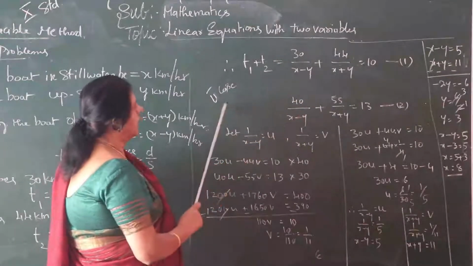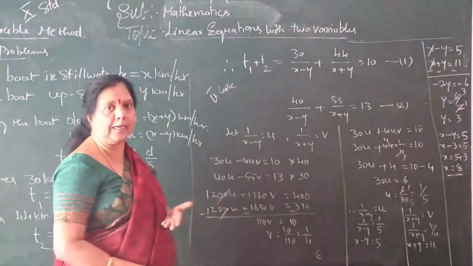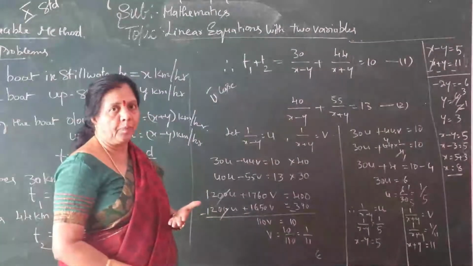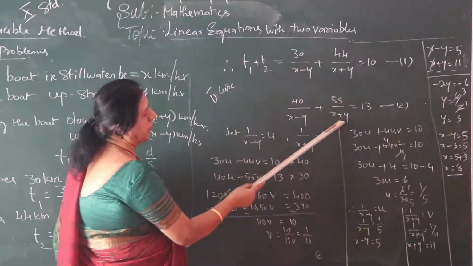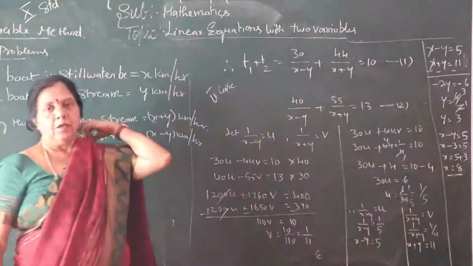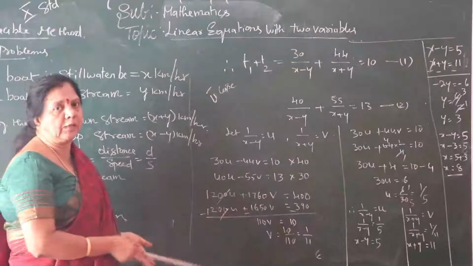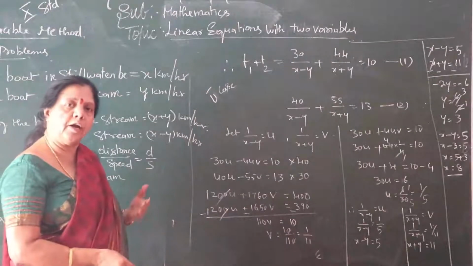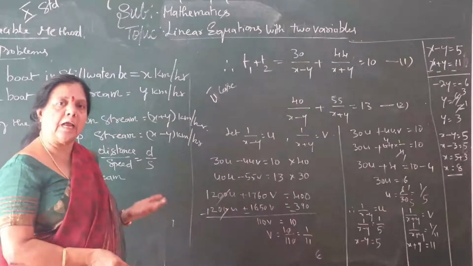Here is another one, the second case: 40, 55, 13 hours. You know, I read it in the problem, isn't it? So 40 by x minus y plus 55 by x plus y is equal to 13. Now you have to solve it; you know the method. You have already learned it in the previous sums and examples, in the last class I taught you.